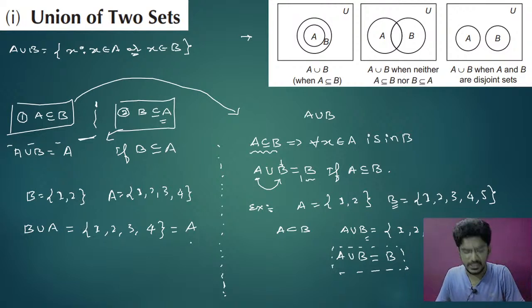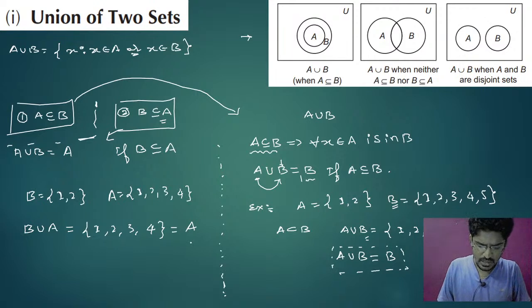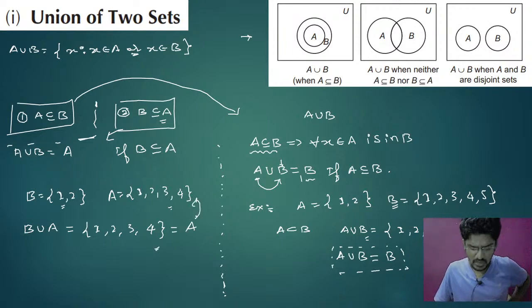Everyone give me big smiles if you have understood this. Quickly tell me, have you understood this? If you have understood this, I can go for the next thing. That is, suppose A is not a subset of B and B is not a subset of A, what happens? Okay. See here, if B is a subset of A, take B as 1, 2, A as 1, 2, 3, 4. Now B union A is 1, 2, 3, 4. That is nothing but equal to A.